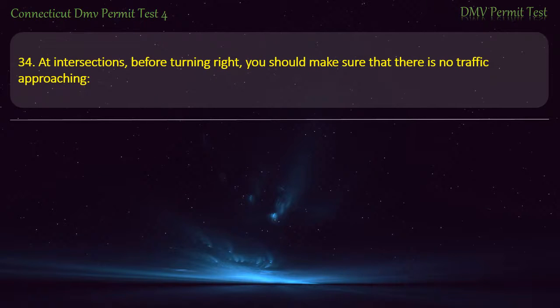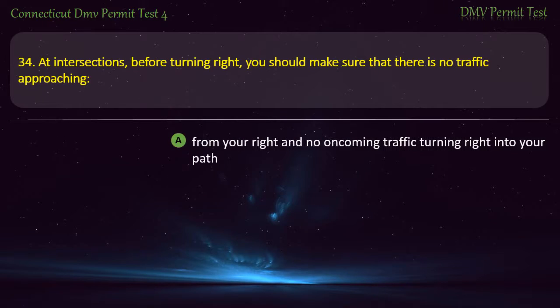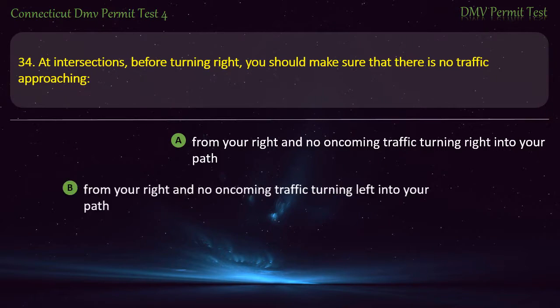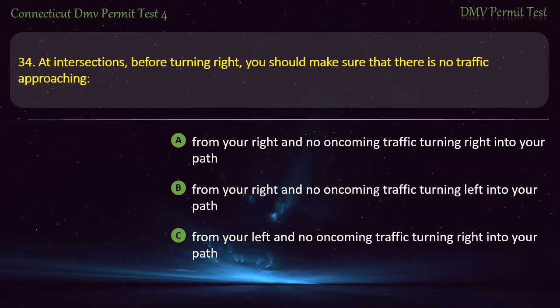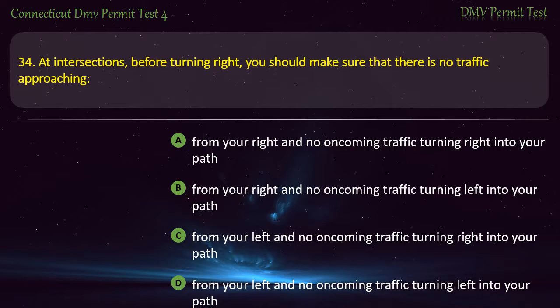Question 34. At intersections, before turning right, you should make sure that there is no traffic approaching from your right and no oncoming traffic turning right into your path. From your right and no oncoming traffic turning left into your path. From your left and no oncoming traffic turning right into your path. From your left and no oncoming traffic turning left into your path. Answer: From your left and no oncoming traffic turning left into your path.